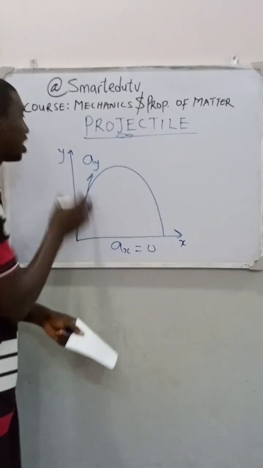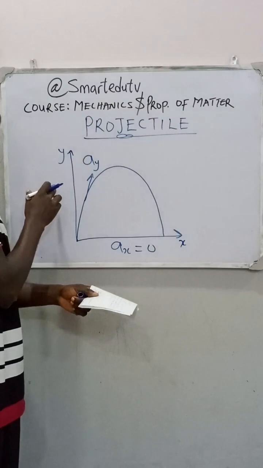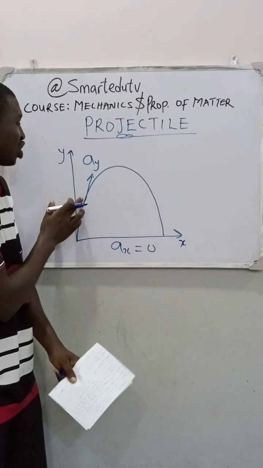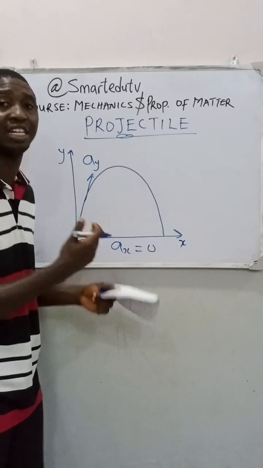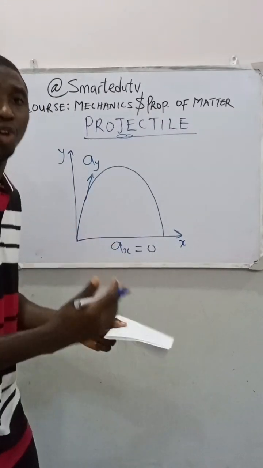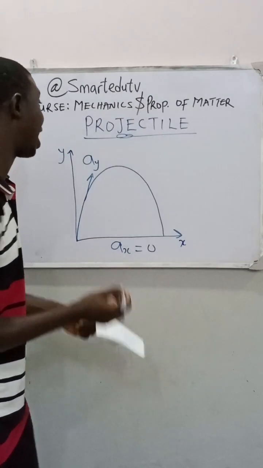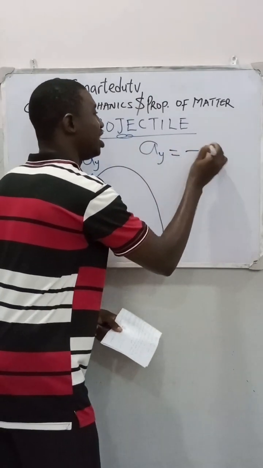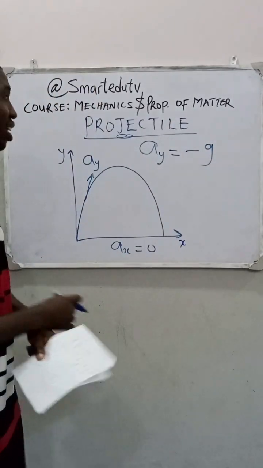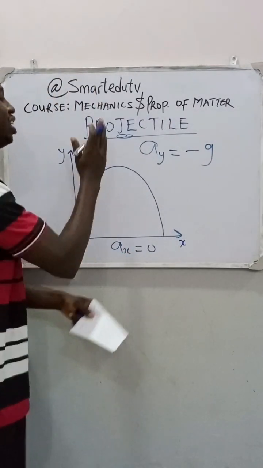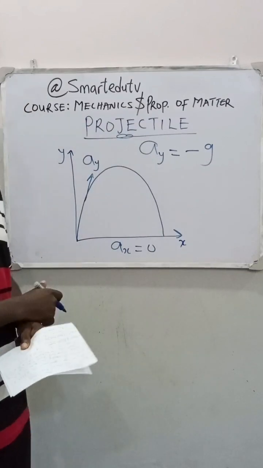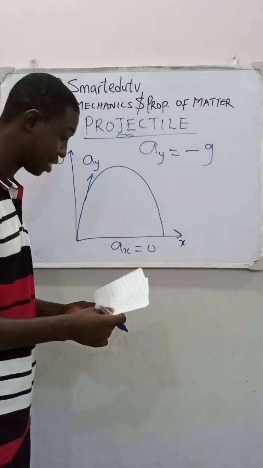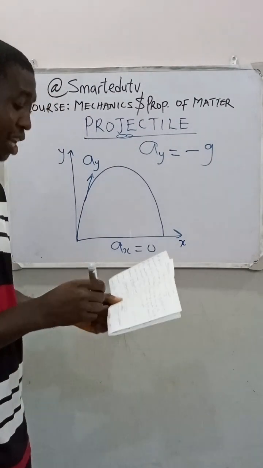Also, the acceleration that occurs along the y-axis, if you look at the direction of that acceleration, is going against gravity. Because the acceleration is going against gravity, we can write the acceleration along the y-axis as negative g. Since we understand this, let's now look at the components of projectile motion.